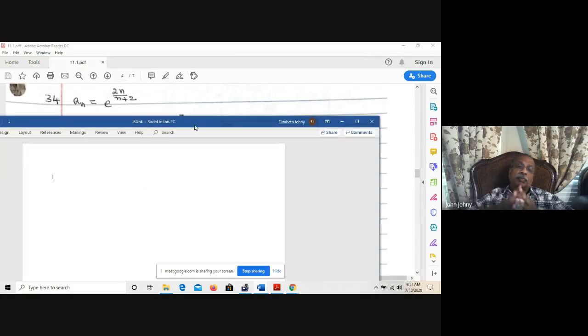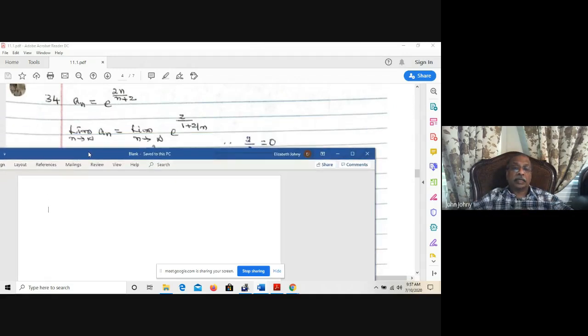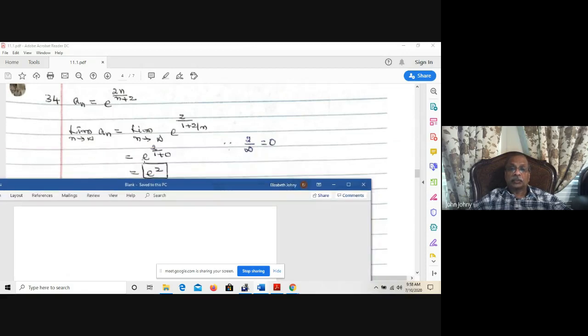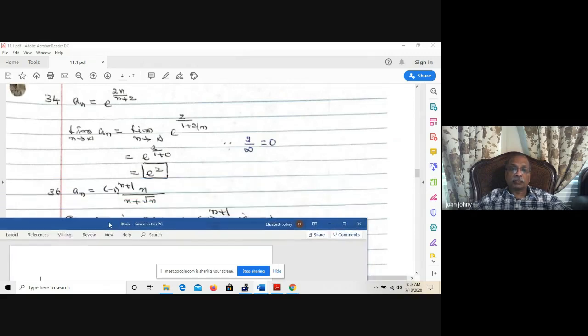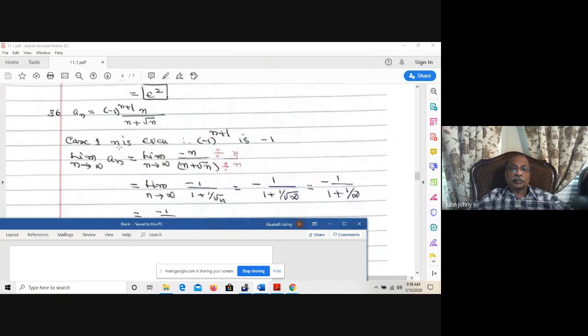a_n is equal to e to the power of 2n divided by n plus 2. And here again, apply the same technique. Limit as n approaches infinity of a_n is equal to the limit as n approaches infinity, you divide numerator and denominator of the exponent by n. So numerator becomes 2, denominator becomes 1 plus 2 over n. 2 over infinity is 0. Therefore, this is e to the power of 2 over 1 plus 0, that is equal to e to the power of 2.